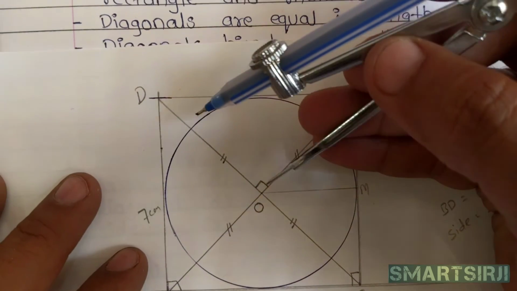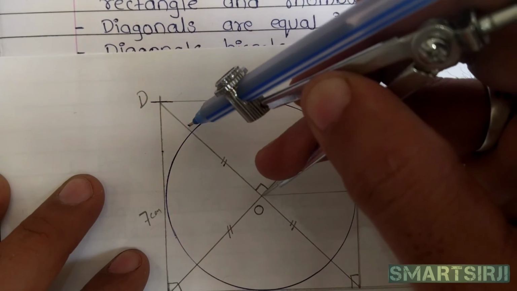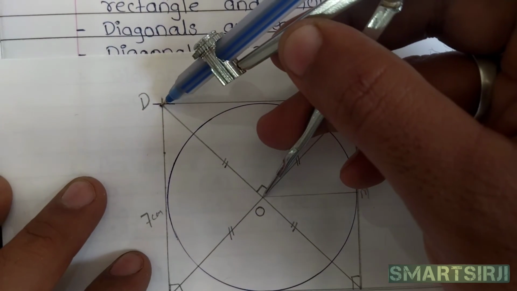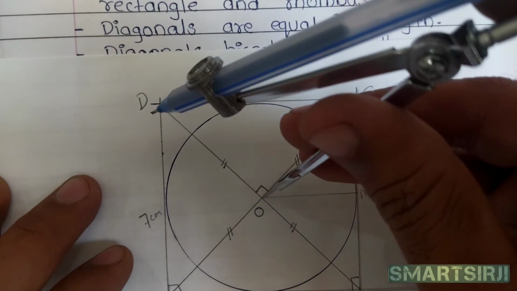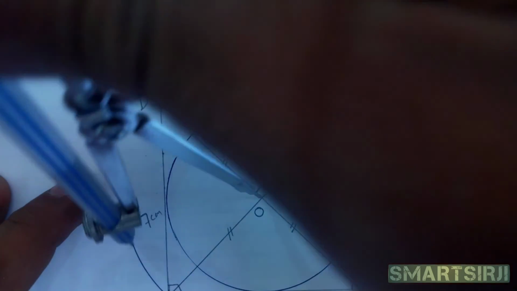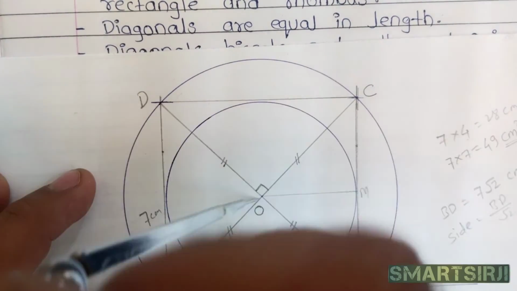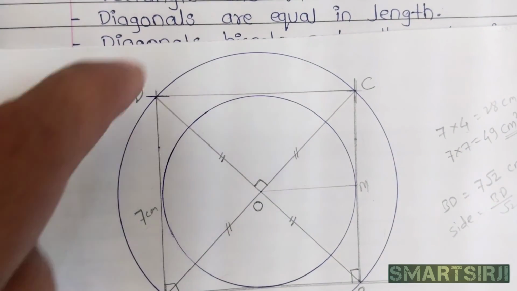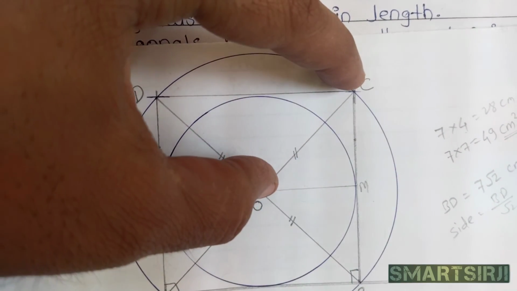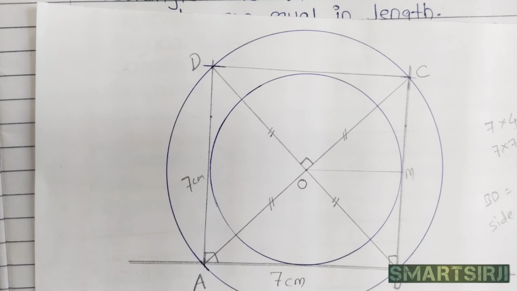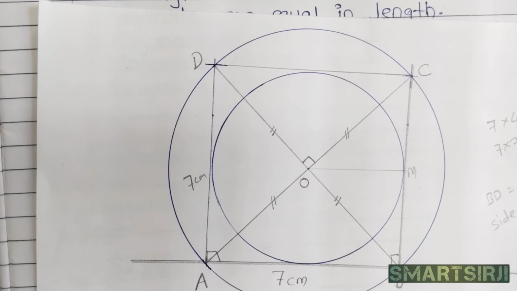So if we take distance OD, it will become the circumradius, and if I draw a circle from it, then we get the circumcircle. So this is the circumcircle and OC is its radius. This is the incircle and OM is its radius. So this is the experimental explanation of how to draw a square.